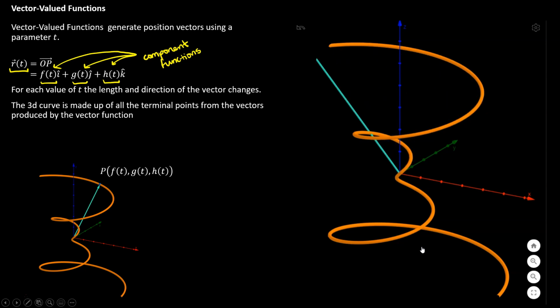One, because we didn't have the tools to do it, but also because our rules said that functions can't twist back on themselves. They can't cross through themselves. But with a vector function, that's not a problem. So this really opens the door for us to work with much different curves than we would if we didn't use vectors.